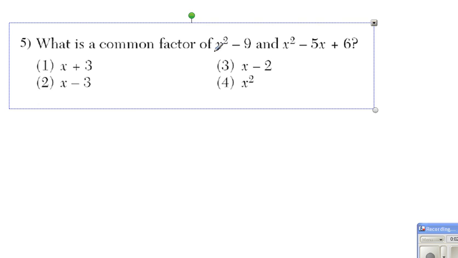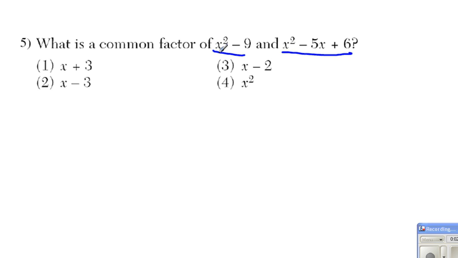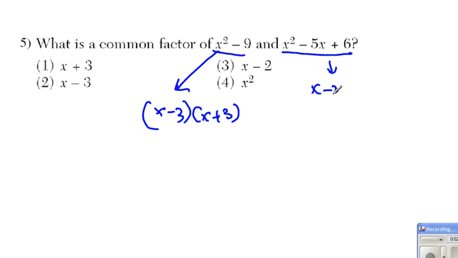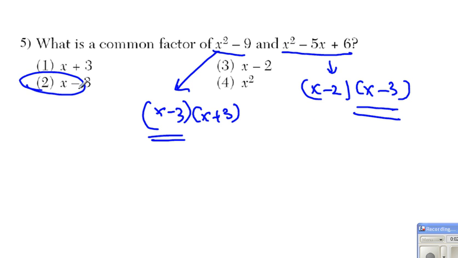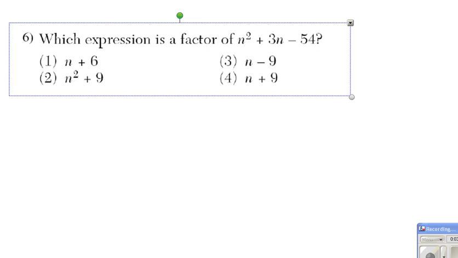Now, common factor. That means we have to factor each one. Let's factor this one first. Since we have a difference of perfect squares, we're going to have x minus 3 and x plus 3. Here are two numbers that multiply to 6 and add up to negative 5. Here it goes, x minus 2 and x minus 3. And the common factor is x minus 3.